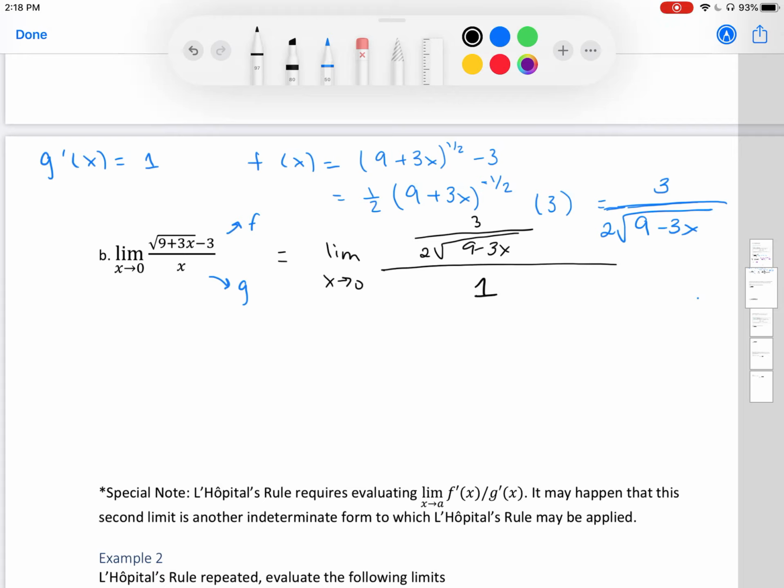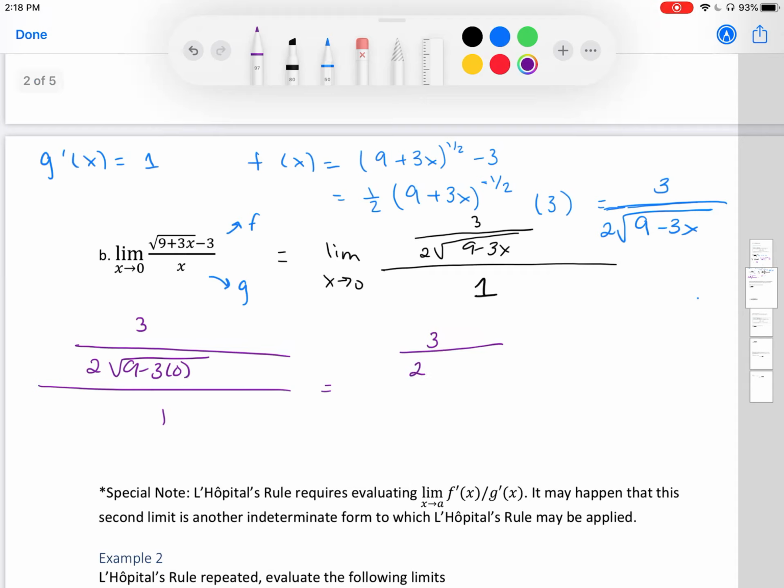And now we don't have a problem. We can go ahead and directly substitute the value of 0. So that we have 3 divided by 2 square root of 9 minus 3 times 0 all over 1. So we have 3 divided by 2. The square root of 9 is 3, divided by 1. 3 divided by 6 divided by 1. Well, 3 over 6 is 1 half. 1 half divided by 1, or anything divided by 1 is itself. So our answer is just 1 half.